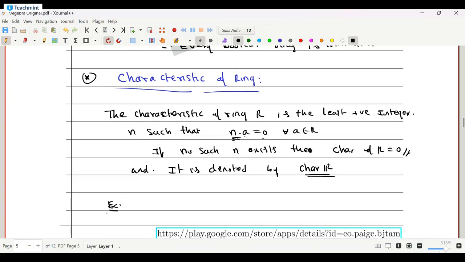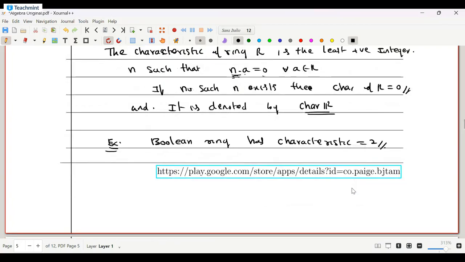Examples: Boolean rings. Every Boolean ring has characteristic equal to 2. Why? 2 into a is equal to 0 for every a belongs to R. I already told you this in the first conditions: 2a is equal to 0 for every a belongs to R. So therefore the characteristic of a Boolean ring R is equal to 2.